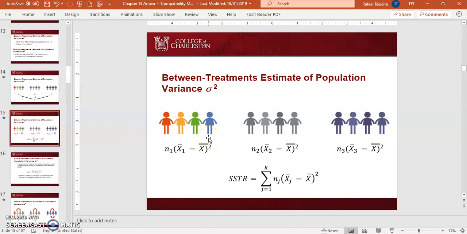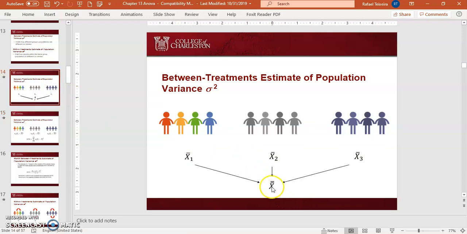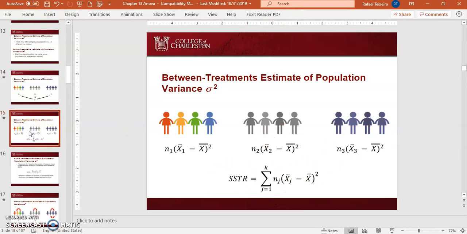So these groups can be different, and one way of measuring that is through their means. How can I compute this by hand? I'm going to use this formula, where I take the sample size of the first group multiplied by the mean of the first group minus the overall mean. This is the overall mean, the mean of the means. So if I get this mean and multiply by the number of people, and so on, I have the overall mean. I'm going to show you that in Excel.